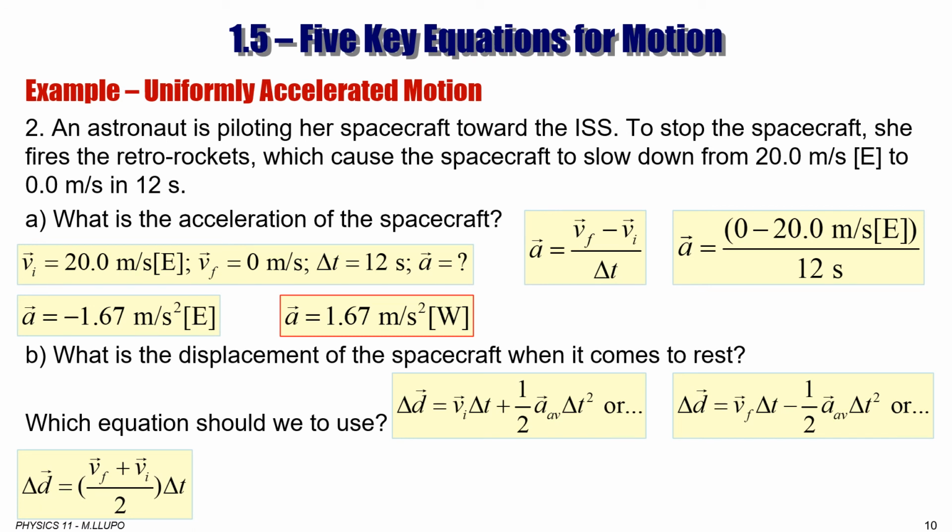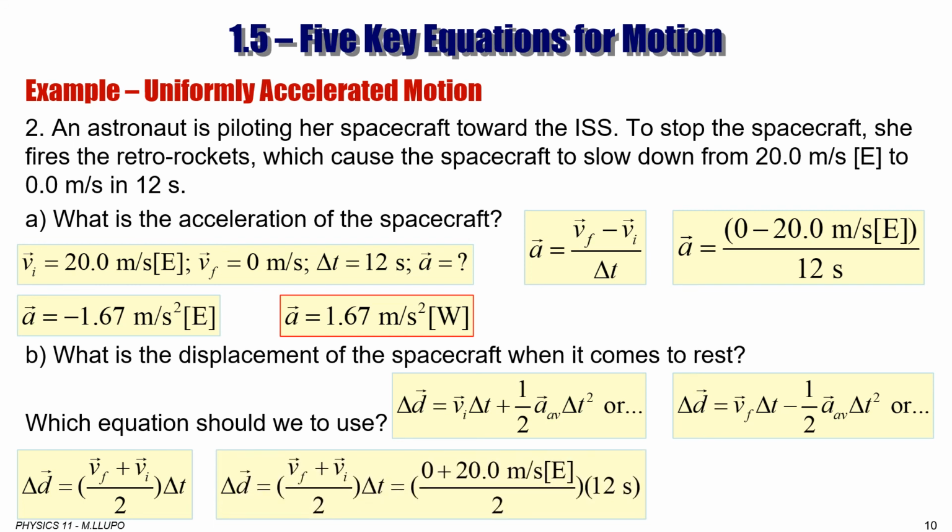So yes, we can do that. Everything is a constant, everything is in standard units. Then we can plug it into that formula: 0 plus 20 meters per second divided by 2, times 12. That will make 120 meters east.